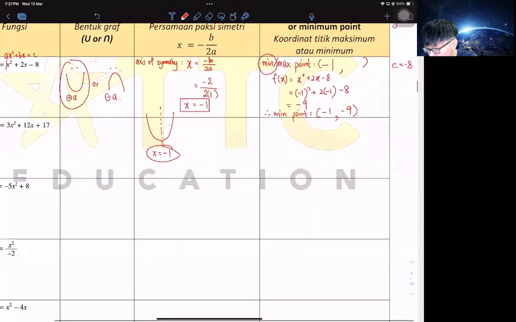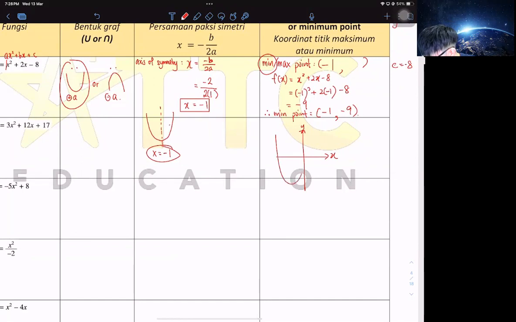So the y-intercept is something like this. Okay, x-axis, y-axis. So smiley face. You see, when I cut the y-axis, this place is the so-called y-intercept. Faham tak? Understand? Last time you learned straight line only. So for a straight line, when it cuts the y-axis, we call it the y-intercept.